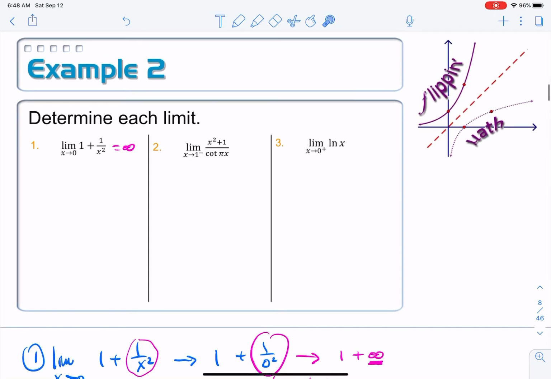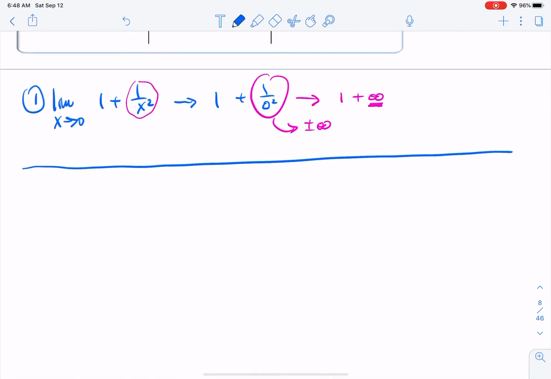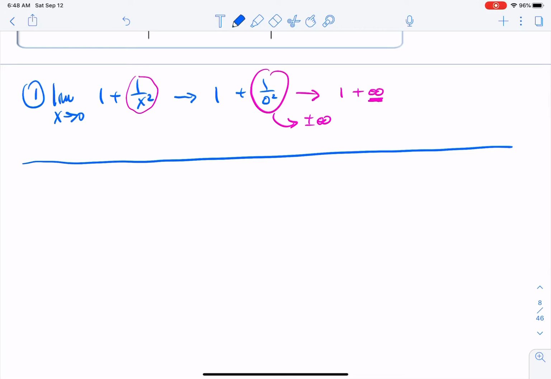Okay, let's look at the second one. Limit as x approaches 1 of x squared plus 1 over cotangent pi x. I'm going to tackle this in 2 different ways, directly, and then if you don't like cotangent, of course, we can switch to sine and cosine.